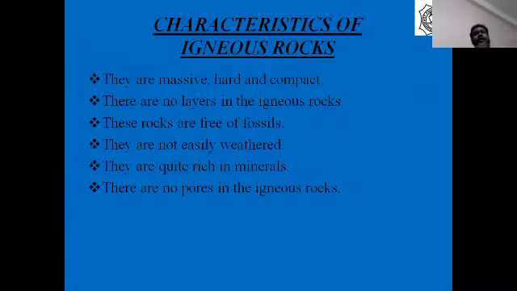Now let us see the characteristics of igneous rock. They are massive, hard and compact. Igneous rocks are very big in size, they are hard and they are very compact. There are no layers found in the igneous rock. Igneous rocks are free of fossils. Why are they free of fossils? Because they are not formed from fossils.